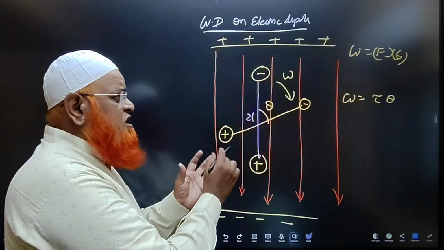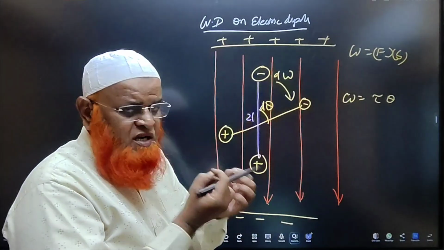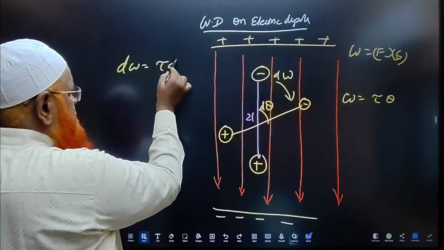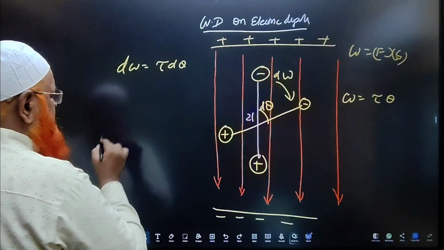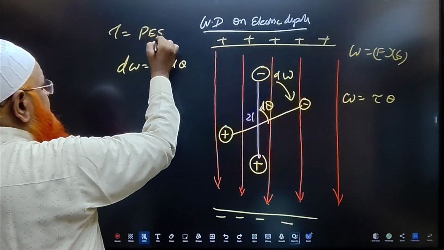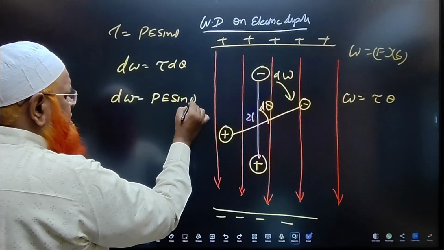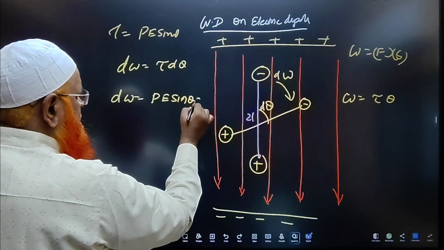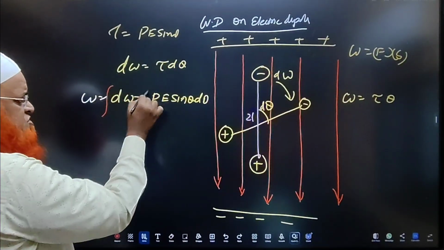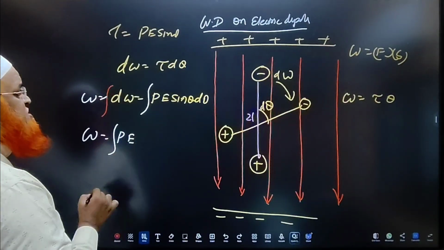So if I do a small amount of work dW to rotate this through a small angle d theta, then we write dW is equal to tau into d theta. Understand? And you all know tau is nothing but PE sin theta. So dW is equal to PE sin theta d theta. So I am going to find out the work done here. Work done is equal to the integration of PE sin theta d theta. What is this integration here?